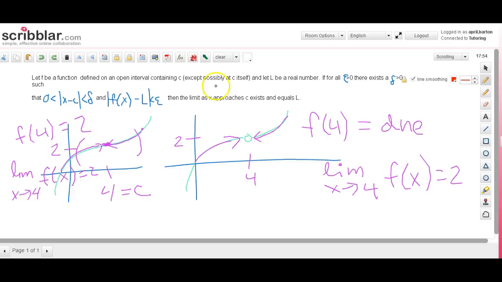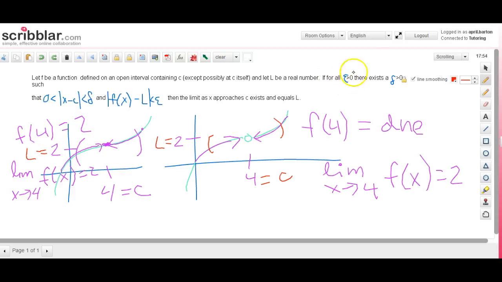Then it says, except possibly at c itself. That's to cover this situation. We still want this to be around the value that could exist, but on this particular graph there's a hole, so c doesn't actually exist. But your interval can't have any other holes. You can't have another hole and still consider this a good open interval. And let L be a real number. So L is what stands for your limit. If this value is c, then 2 is your limit value.